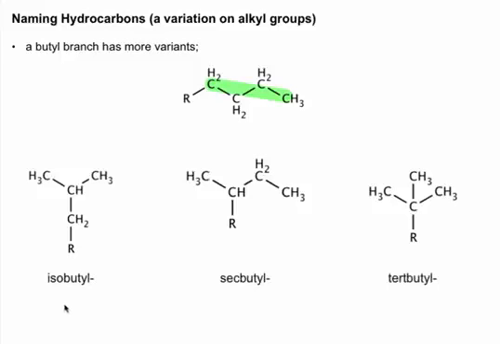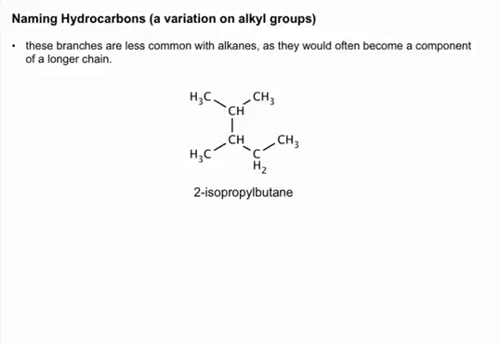Isobutyl is where we have the R group bonded to the middle carbon of the remaining 3. So that's an isobutyl. Sec-butyl maybe makes a little more sense. If that's a butyl, a sec-butyl, the R group attaches to carbon 2 of the butyl branch, and this is known as a tert-butyl. And so those are common names for 3 different butyl branches.